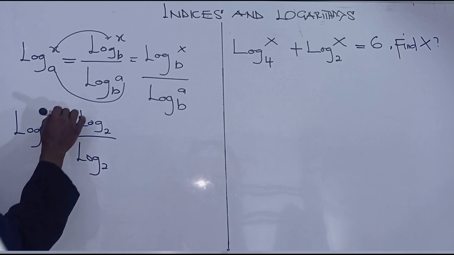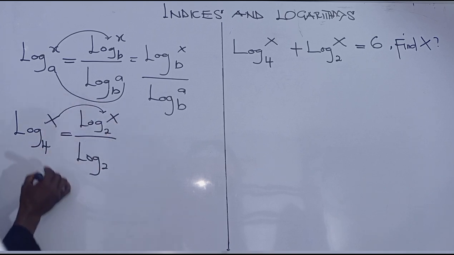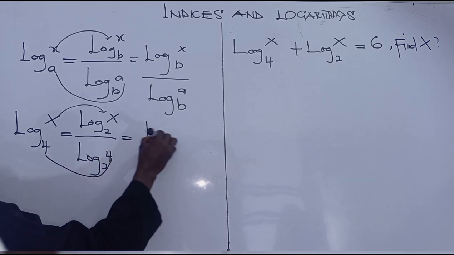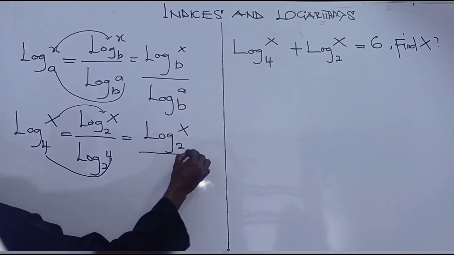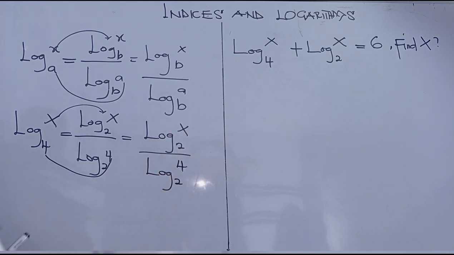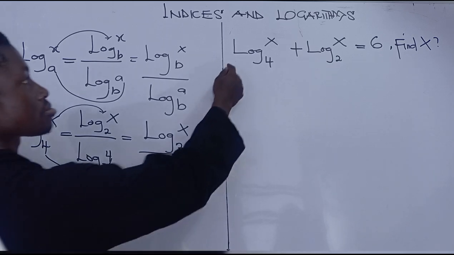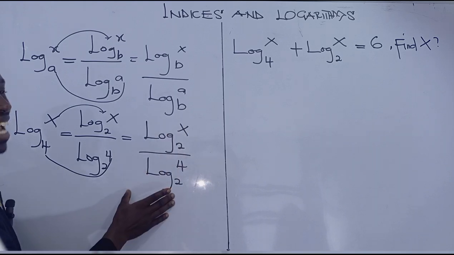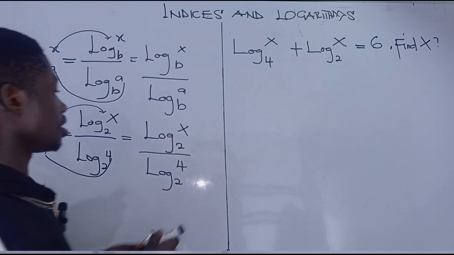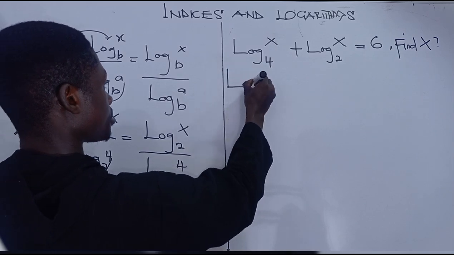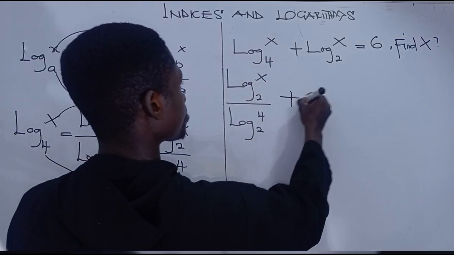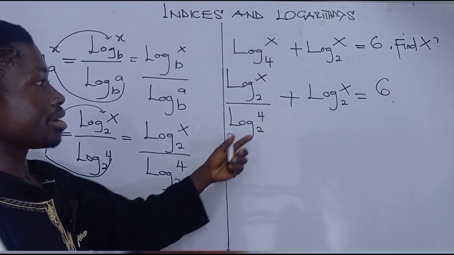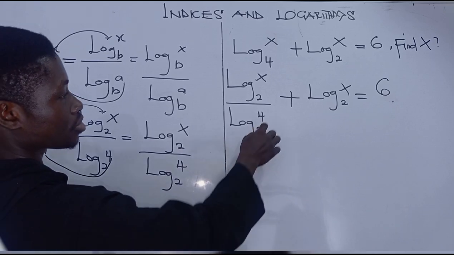Now once we have this, x will move to this side, so we have x, and then this 4 will move to this side. This is what we are going to get. So in place of log of x to the base of 4, we are going to substitute the whole of this. We have applied the change of base approach. So now at this point, we have log of 4 to the base of 2.